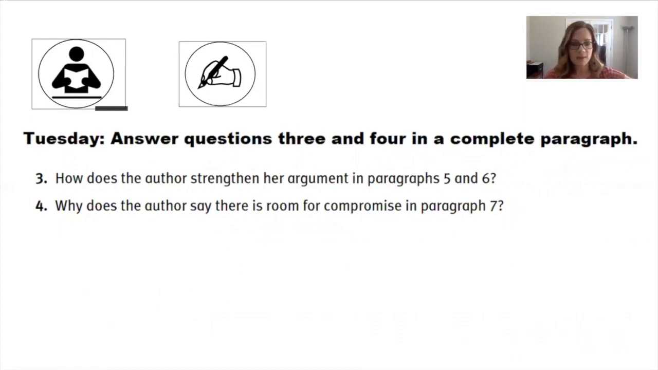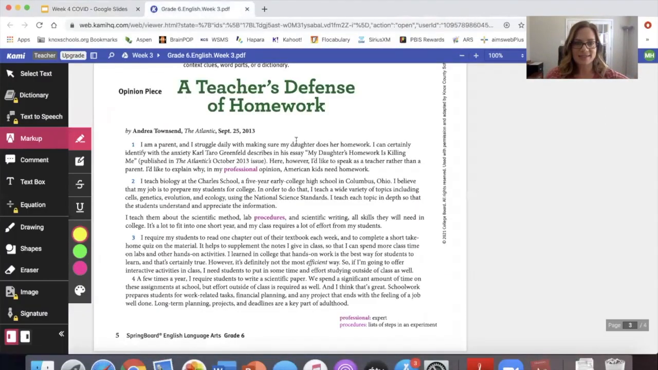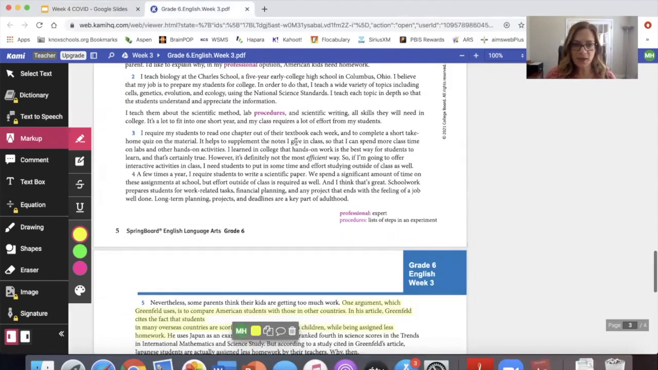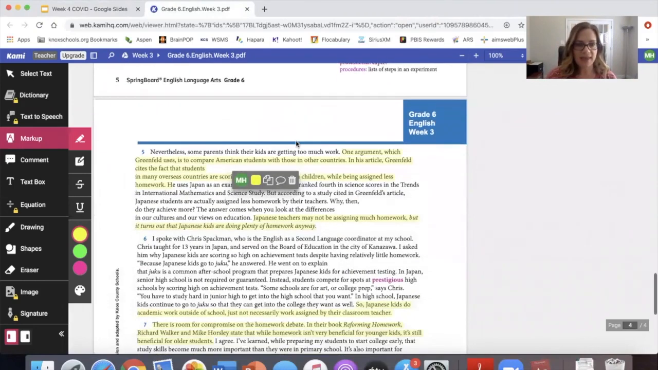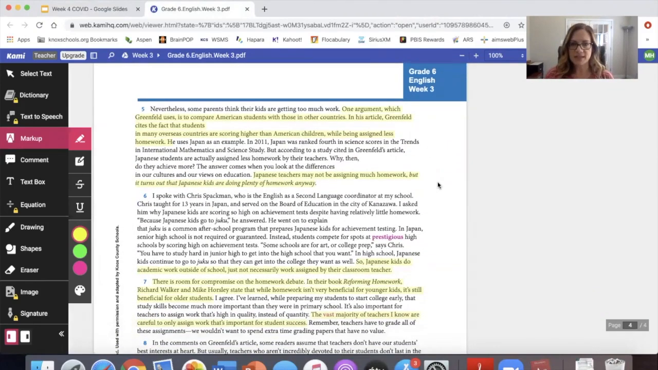So for this, we're going to back out of here for a second, and I'm going to take you back to our actual text. So this was our article from week 3. I'm going to go back, and question number 3 wanted me to look at paragraphs 5 and 6 for evidence of how she strengthens her argument. So I'm going to go back and take a look. I've already highlighted some things that I want to make note of when I'm talking to you today.